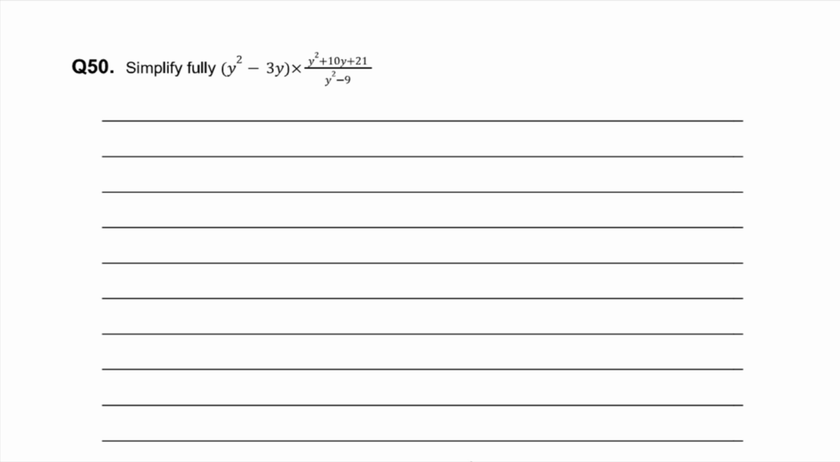Question 50, simplify fully y squared minus 3y times y squared plus 10y plus 21 over y squared minus 9. So again, on the fraction on the right hand side, I've got a quadratic on the top and a difference of two squares on the bottom. So I'm just going to leave the first part as is at the moment. No, I'm not. I'm going to factorize out a y. So I'm going to factorize out a y out of the first part, make it y times y minus 3. And then the second bit of the fraction, I'm going to factorize into two brackets on the top by factorizing the quadratic. And I'm going to factorize the bottom as well using a difference of two squares.